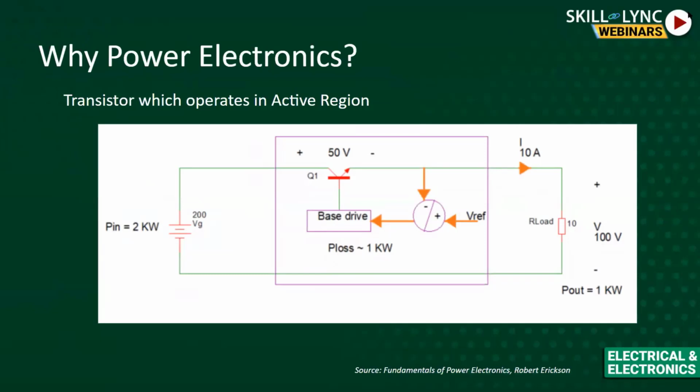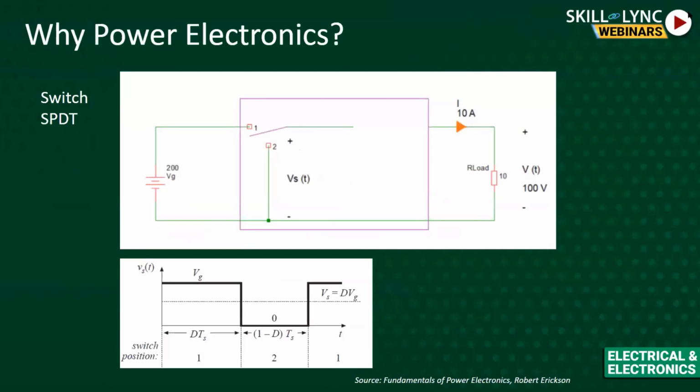But here, the transistor needs a base drive, so we take the reference from the output current of this transistor and then provide the base drive somehow. But the transistor still operates in the active region, which is of no use, and the loss is also approximately 1 kilowatt. So do we have a better method? Yes, we do have a better method.